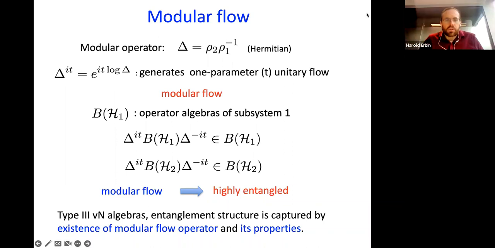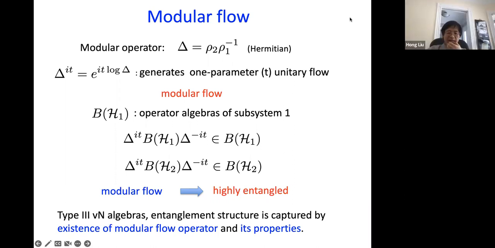Hong, maybe we'll see it after for the holography, but how do you define the modular operator in general? Like if I give you some generic QFT with some scalar field and fermions, how do you construct delta?